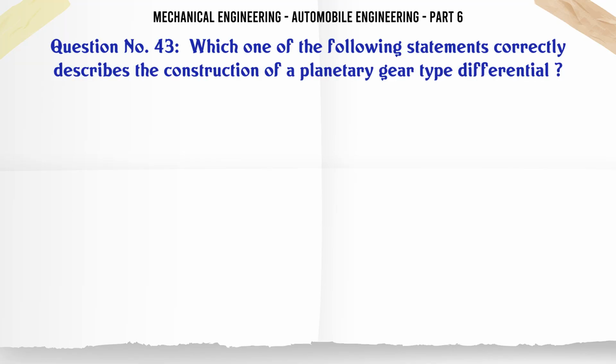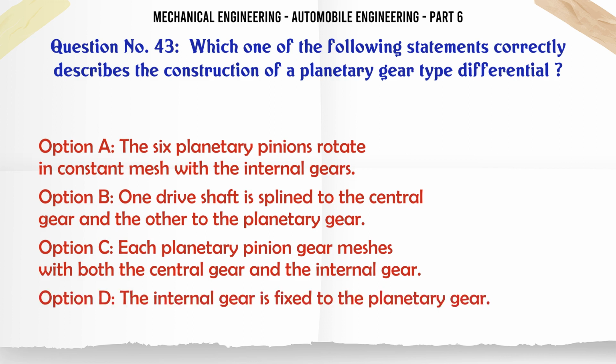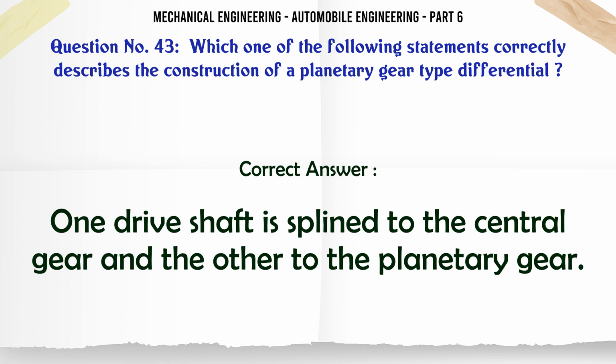Which one of the following statements correctly describes the construction of a planetary gear type differential? A. The planetary pinions rotate in constant mesh with the internal gears. B. One drive shaft is splined to the central gear and the other to the planetary gear. C. Each planetary pinion gear meshes with both the central gear and the internal gear. D. The internal gear is fixed to the planetary gear. The correct answer is one drive shaft is splined to the central gear and the other to the planetary gear.